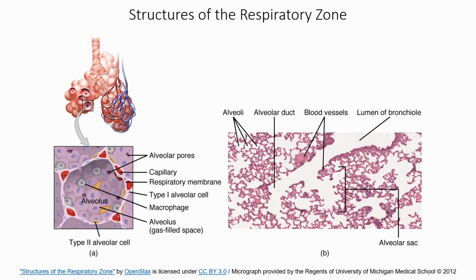You might be wondering, well, what do these guys do? The type 1 alveolar cells are the ones really doing the gas exchange process. They're the ones involved with exchanging the carbon dioxide and oxygen. The type 2 are going to be responsible for producing things like surfactant. This is going to help prevent the alveolus from collapsing in on itself.